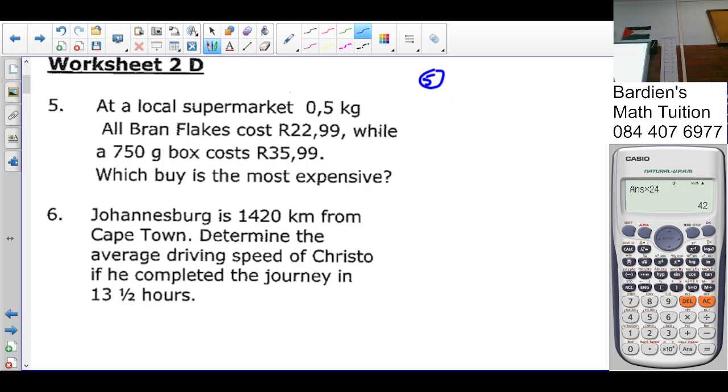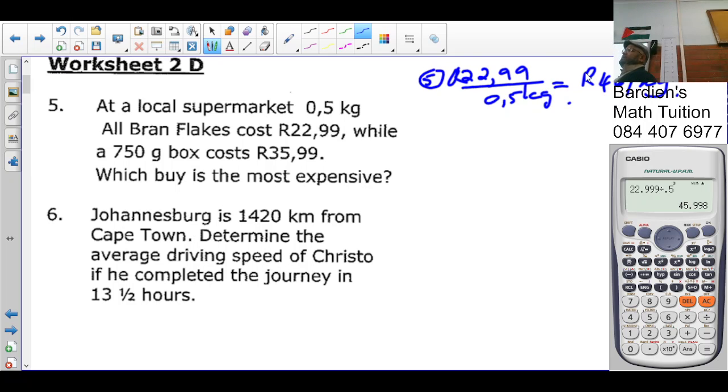So we're going to say 22 Rand 99 divided by 0.5. But this is kilograms, no? So 22.99 divided by 0.5 is 45 Rand 98. So it's basically 46 Rand per kilogram. That's rands and this is kilograms. Right, so that is the first scenario.